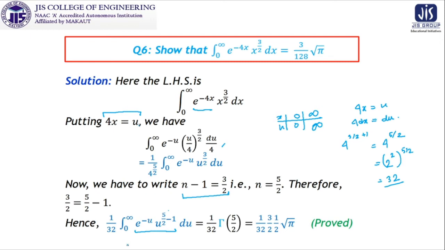Once we are able to convert this problem into the gamma function where gamma 5 by 2 is coming, we can apply the formula or the technique of the last problem, that gamma 5 by 2 is 3 by 2 gamma 3 by 2, then 3 by 2 into half gamma half, and gamma half is root over pi. So ultimately the answer is 3 by 128, 32 into 2 is 64, 64 into 2 is 128, root over pi. So the desired result is proved.